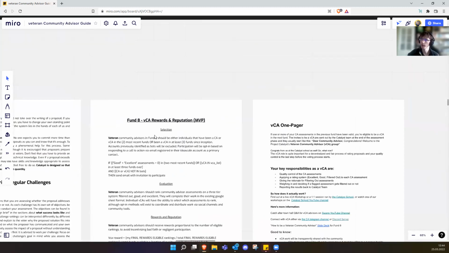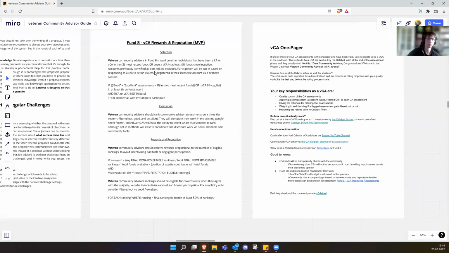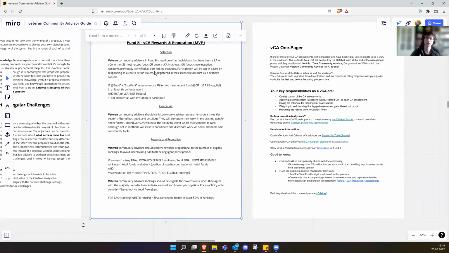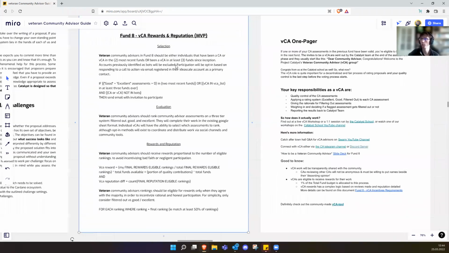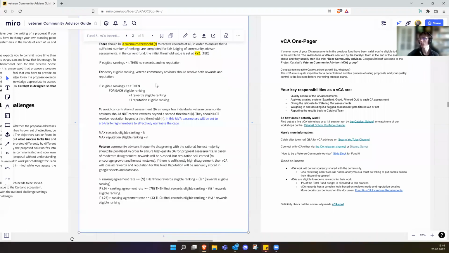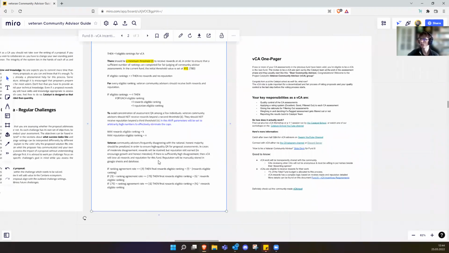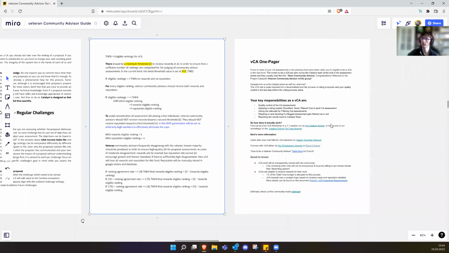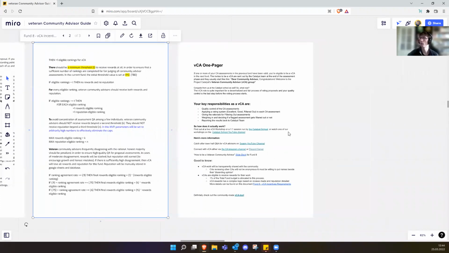Then Fund 8 vCA rewards and reputation. Previously I mentioned that in Fund 8 we introduced a new method to reward vCAs, and we also now reward with reputation. If you're technically minded or interested to see how it's put together, there's a document about that, and some logic and reasons are written down for why this kind of algorithm is used.